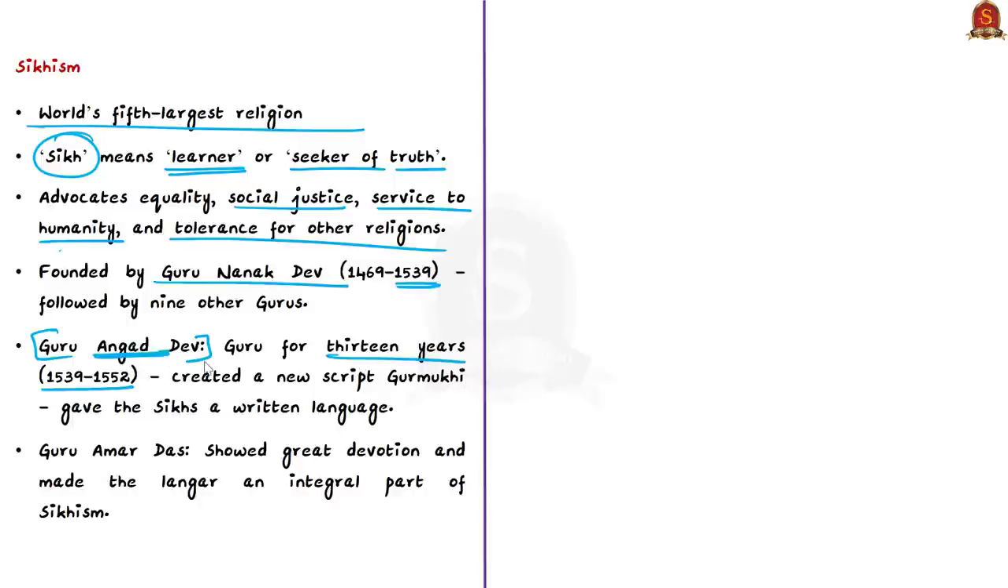His contribution is that he created a new script called Gurmukhi and he gave Sikhs a written language. After his death, Guru Amar Das followed. He showed great devotion and the special feature is that he made the langar, or the community kitchen, an integral part of Sikhism. In Delhi, in Bangla Sahib and in other parts of India, civil service aspirants and other exam aspirants would have gone at least once to have langar, or the divine food, from such community kitchens. Persons from all religions are actually welcome.